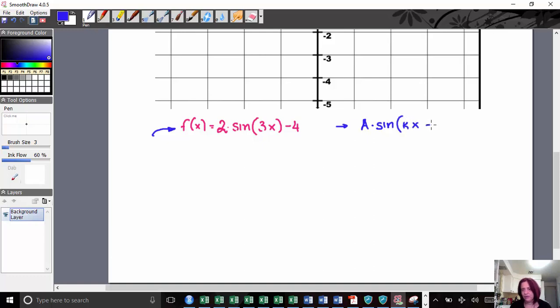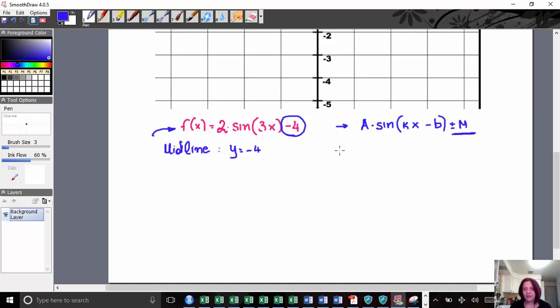kx minus b plus or minus m. We will always start with the easiest, that is the midline. The midline is nothing else than m in our general function. That is this, along with the sine. Since the m right here is -4, then this means that your midline is y equals to -4.